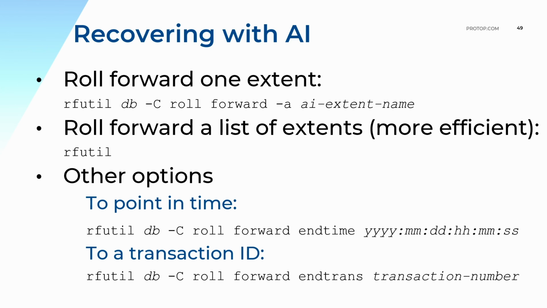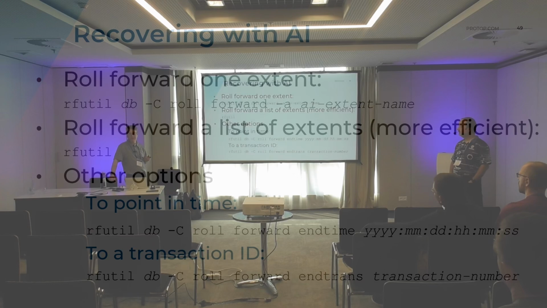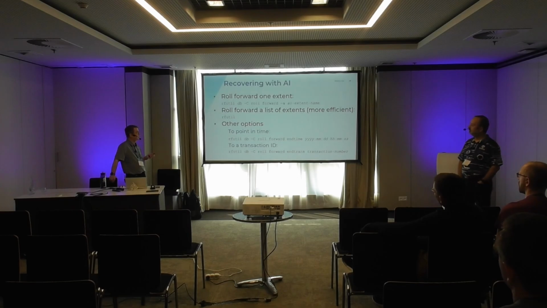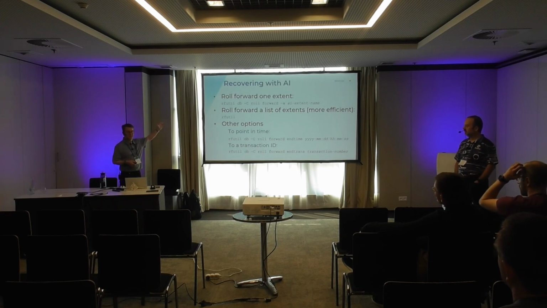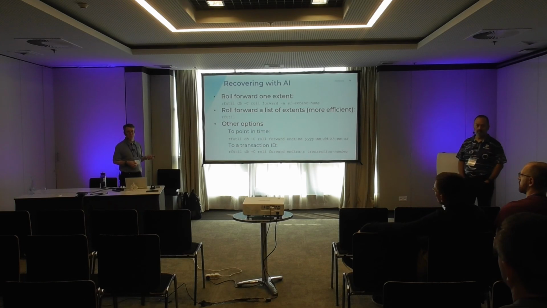If you want to roll forward one extent, then it's rfutil -C roll forward -a and then the name of the archived extent file. And then if you want to you can also do a list of AI extents. So you can have a file that contains a list of extent names and then say -aiplist, and it'll just apply all of those files at once. So if you're doing a roll forward of lots of files, don't worry about trying to write a big, huge script with 100 roll forward commands. Just do one roll forward command and specify a list file.